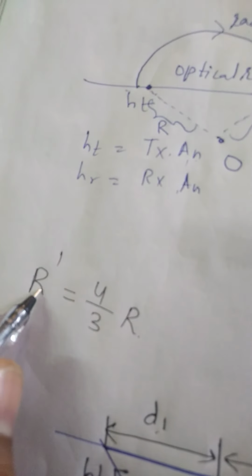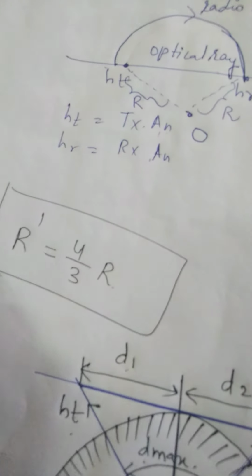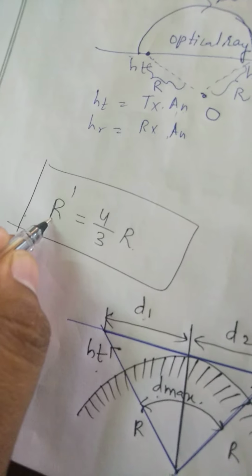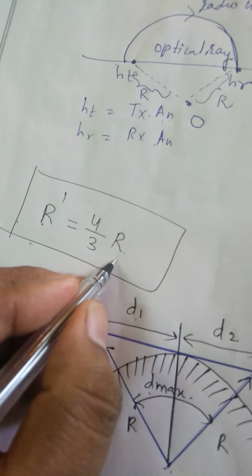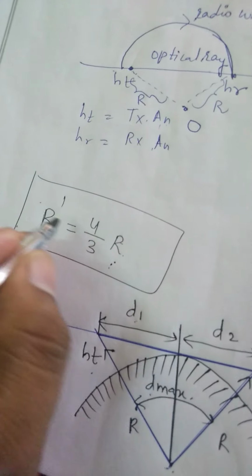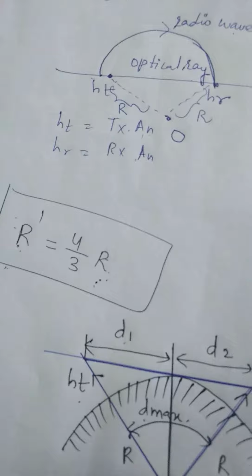R dash is the radius under the standard atmospheric condition, whereas this R is nothing but the actual radius of the earth. So we have to consider the atmospheric radius as well as the radius of the earth.